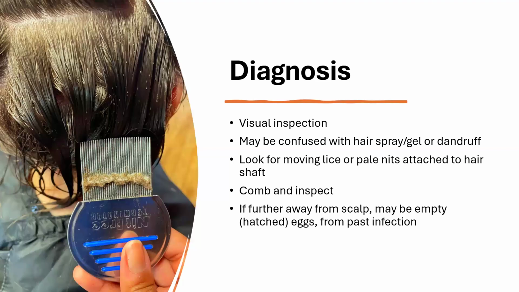And don't panic, because sometimes it can be confused with hairspray that's dried in little flakes, or hair gel, or dandruff. You can look for the moving lice, but more likely you're going to see the pale nits attached to the hair shafts. You can also use very fine lice combs and actually inspect them. If they're further away from the scalp, you might see the empty hatched eggs, and even if it's far away from the scalp, this might probably mean a past infection, but with the eggs still cemented to the hair.